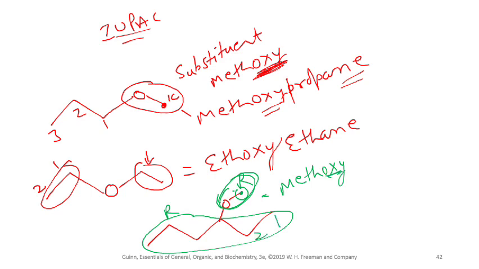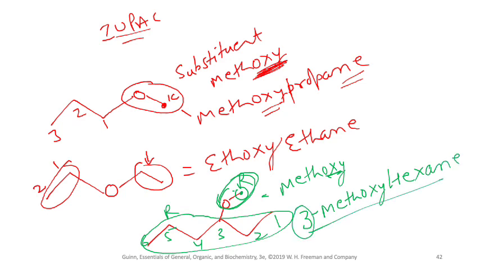So 1 2 3 4 5 6. Then on the third carbon we have a substituent, so you can write 3 methoxy. Then you have 6 is hexane, so 3 methoxy hexane. So the location number is telling us that the ether group is attached on the third carbon with just a methane group attached to that oxygen as a substituent, right, and hexane. So 3 methoxy hexane. Let's take one more example on this.